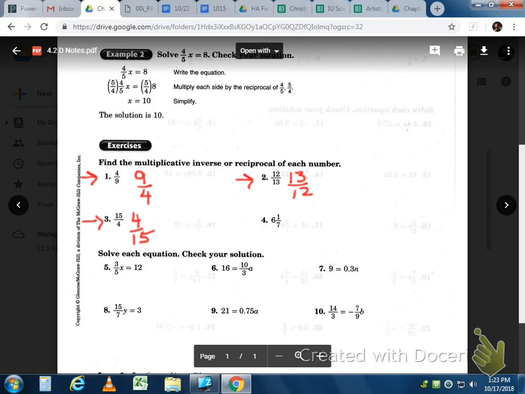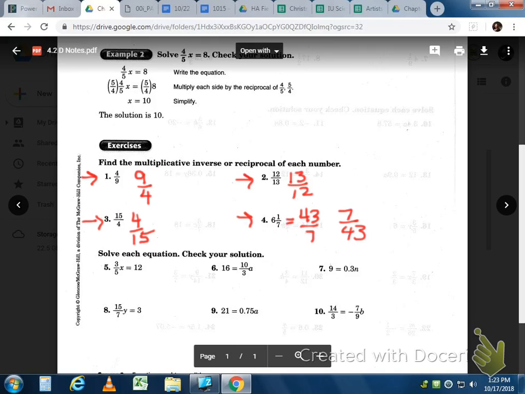And then last but not least, what about this 6 1/7? What do I got to do with that thing? Jacob? Take 7 times 6 and add 1. 7 times 6 plus 1, what is that? 43. 43 over? 6. Nope. 43 over 7. And then write the reciprocal. What's the reciprocal then, Jacob? 7 over 43.